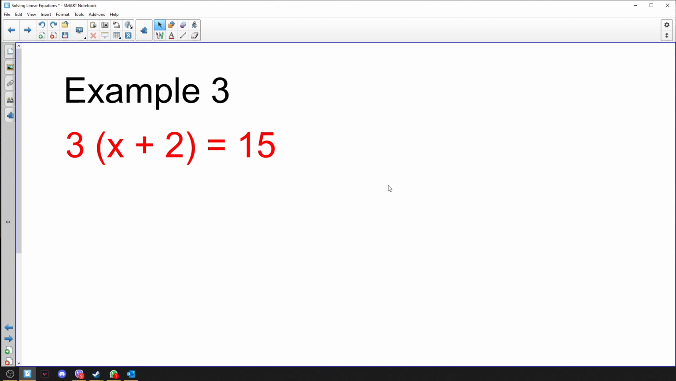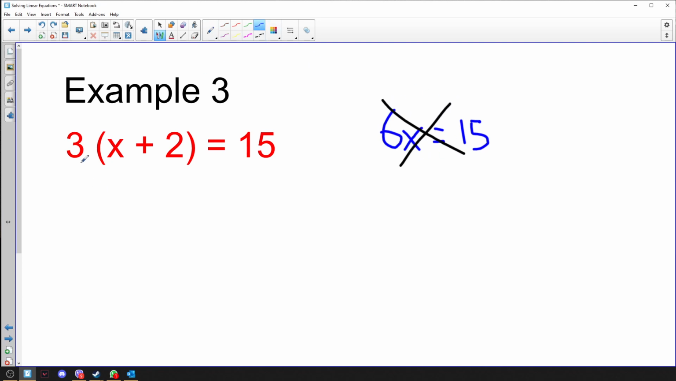All right, example 3. Before we start, just keep in mind that we're not applying BODMAS here. We're not going to do x plus 2 and then get 2x, because if you do that, you'll end up with a question that just looks like 6x equals 15. And that's not what we want. Let me put that out of the way.